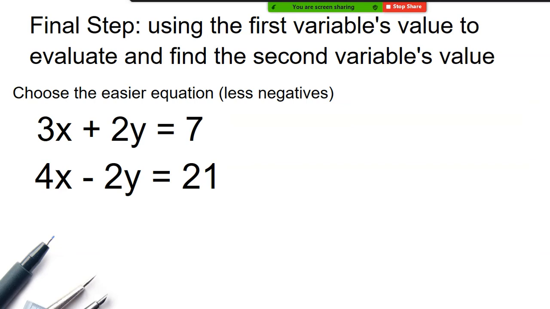So here's my final step. And yes, I want you to write what you see right now. Up above, you just wrote x equals 4. And right now, I want you to write final step. Using the first variable's value to evaluate and find the second variable's value. If I were to translate that, it would say we found x, so we're going to find y.